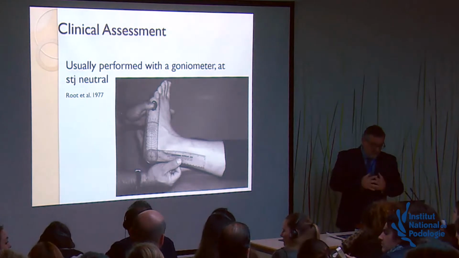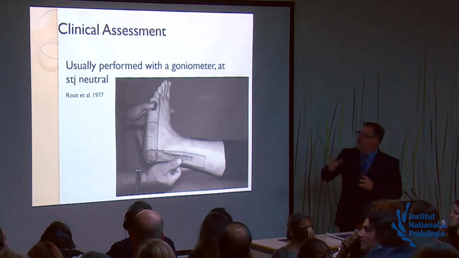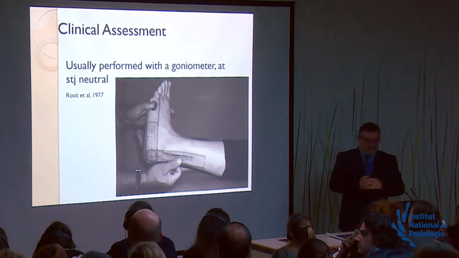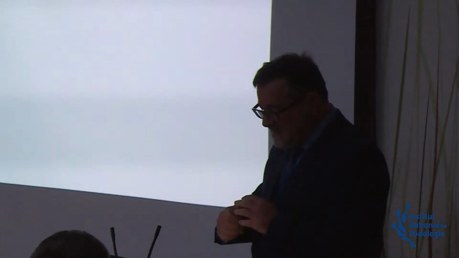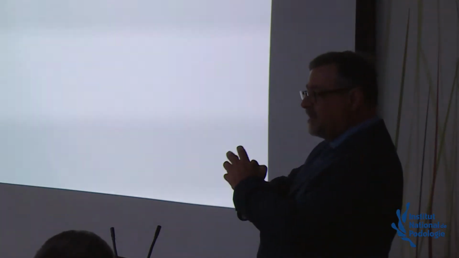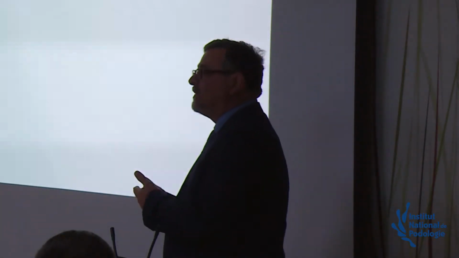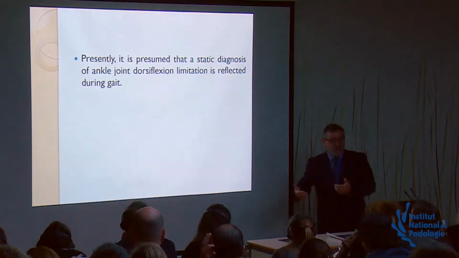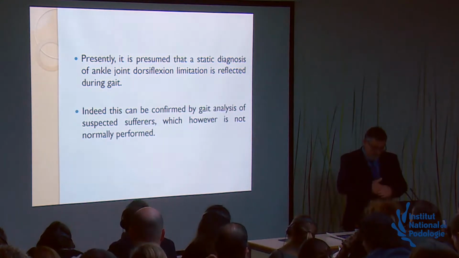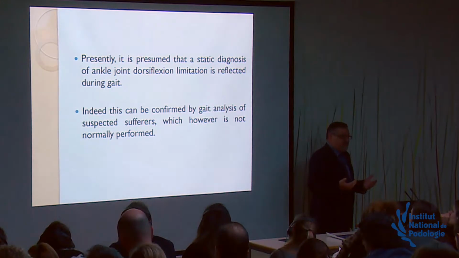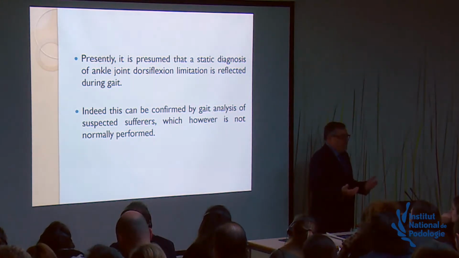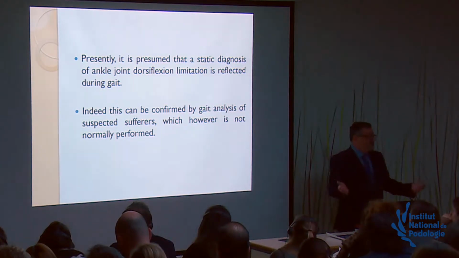Basically, clinical assessment is usually done using a goniometer, okay? And it is presumed that once we diagnose someone with equinus statically, during gait, there is a reduction in ankle dorsiflexion as well. We can indeed confirm this very easily by gait analysis, but how many of us do it? I mean, for the past 10 years, I've never done it. I only do it for research most of the time.